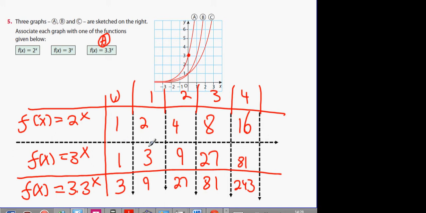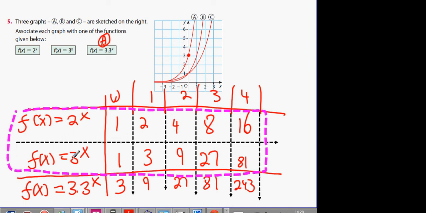Look at the values. Which one rises up quicker? Which one gets bigger faster? 3 to the power of x gets bigger faster. That's why it goes further up. It accelerates quicker. So that makes this one here B. And finally, by process of elimination, C. Okay guys, moving on.